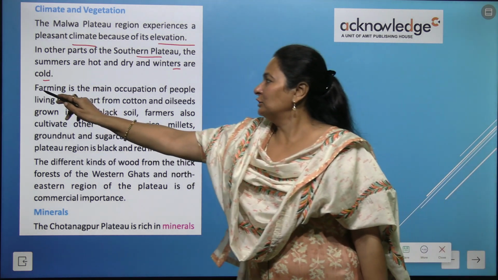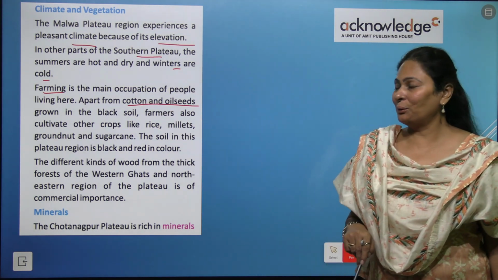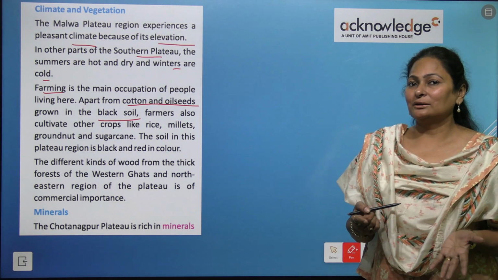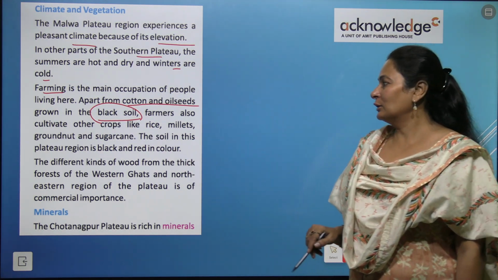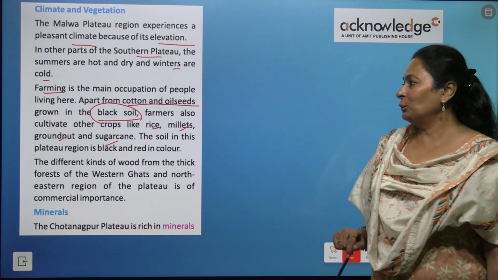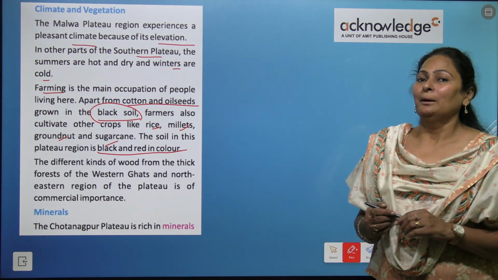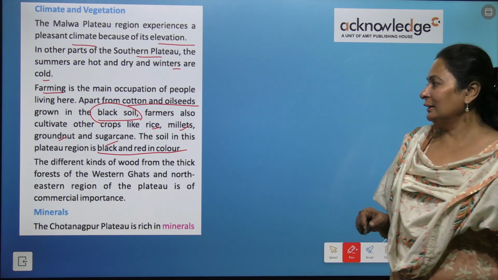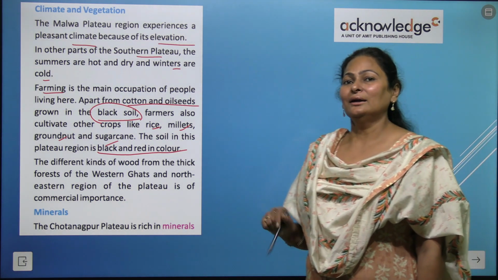Farming is the main occupation of the people living here. Cotton and oil seeds are grown well in black soil, right? Farmers also cultivate other crops like rice, millets, groundnut and sugarcane here. The soil in this plateau region is black and red in color, right? The cotton and oil seeds are grown well in the black soil. Apart from this, rice, millets, groundnut and sugarcane are grown in this region.